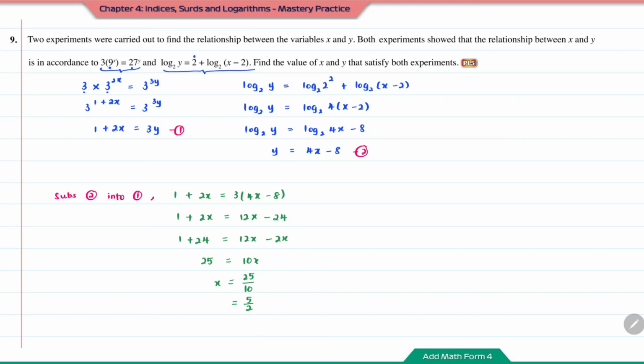So now to find the value of y, I'm going to substitute x equal to 5 over 2 into equations number 2. Therefore, I'm going to get y equal to 4. The x here, replace it with 5 over 2 minus 8. So solve this, you're going to get this one is equal to 10 minus 8. Therefore, y is equal to 2.